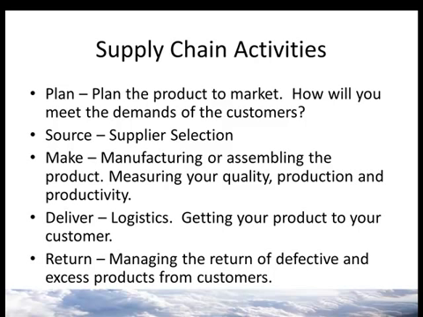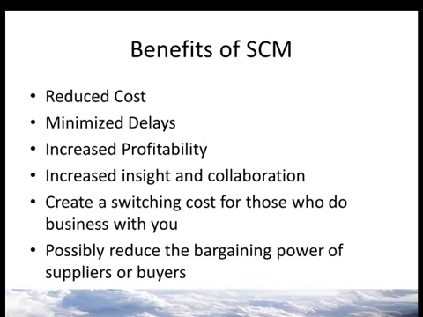Supply chain activities are often divided into 5 major areas. Plan the product to market. How will you meet the demands of the customers? Source, supplier selection. What suppliers are you going to use to develop the product? Make, manufacturing or assembling the product, measuring your quality, production, and productivity. Deliver, or logistics, getting your product to your customer. And then returns, managing the return of defective or excess products from customers.